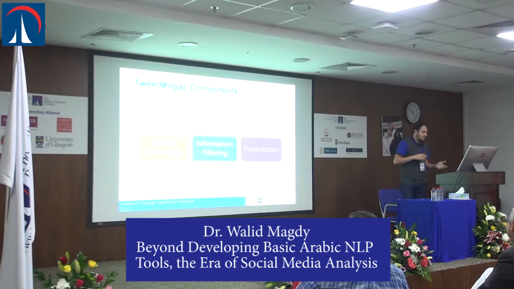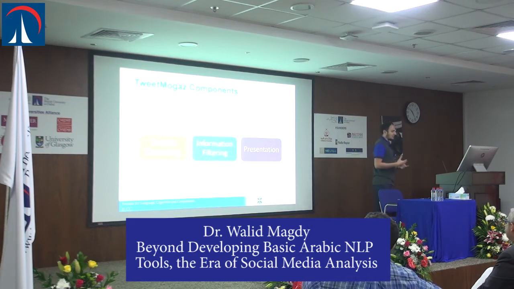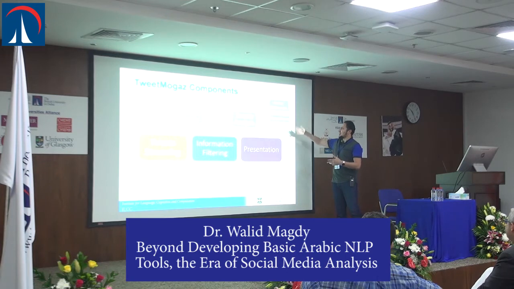So how this works, simply it has three main components. Streaming the tweets, which we mentioned, around 20 million tweets every day. Information filtering, which is the main component here, about finding if the tweet is related to a certain topic or not. Then the presentation, and there was the back end using Solr and doing some tweet analysis like story prediction and classification. But here I'm focused on the technological part about information filtering. How we can find that a certain tweet is related to a certain topic.